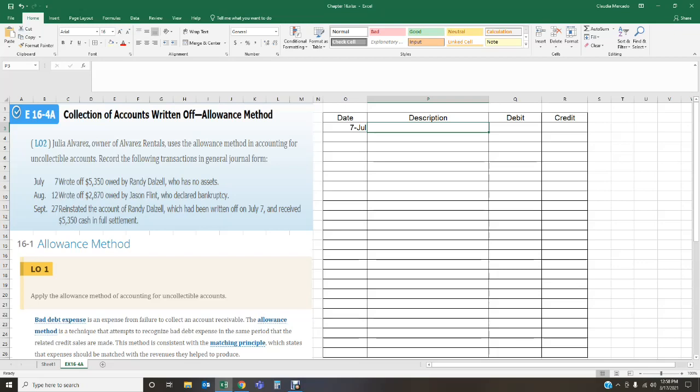Whenever we write off using the allowance method, we're going to debit the allowance for doubtful accounts. That is the account that needs to be debited, and the amount that's going to be written off is $5,350. Now, what are we doing when we write off an account? What we're basically doing is we're clearing the accounts receivable. So remember, an accounts receivable is an asset account. The normal balance of an asset account is a debit. So right now I am holding a debit on my accounts receivable for Randy Dalzell.